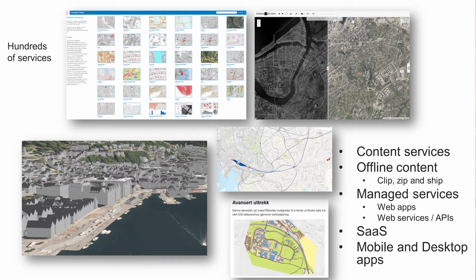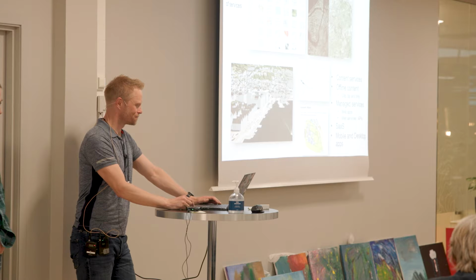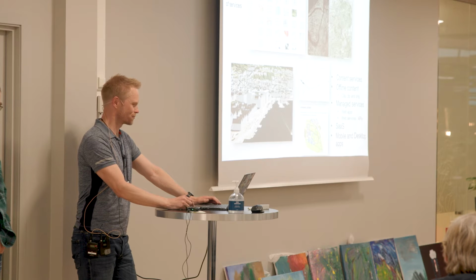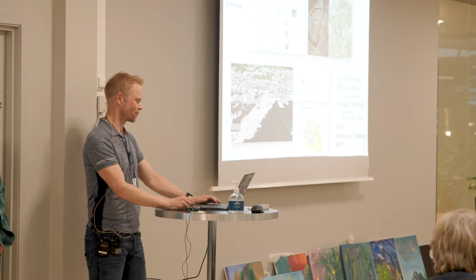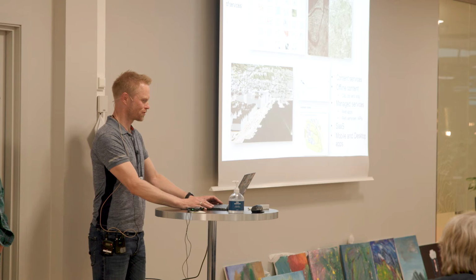So what do you run on this platform? We have hundreds and hundreds of services. Joachim down there can tell more about these services. He's head of the product department. But they cover everything from base maps to 3D buildings, search services, and everything in between, demographics, a lot of different content there.